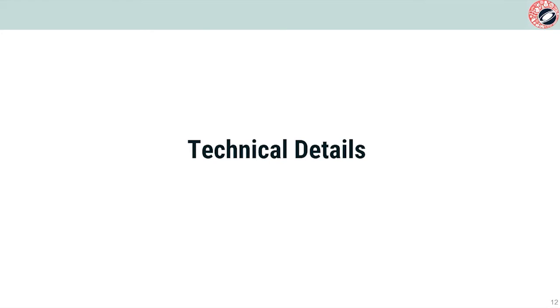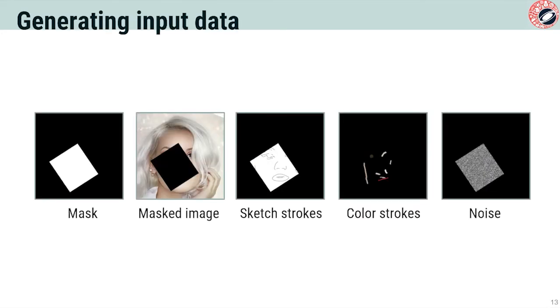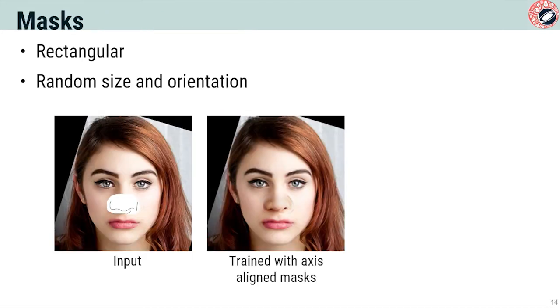Now, let me focus on a few key technical details of our approach. Our generated input data that we use for training consists of the following elements. We provide a mask that indicates the editing region and a masked corresponding image, sketch strokes to indicate edges, color strokes to control color, and also a noise pattern. And I'll explain these elements in some more detail next.